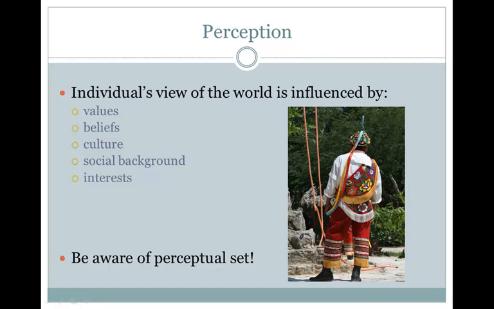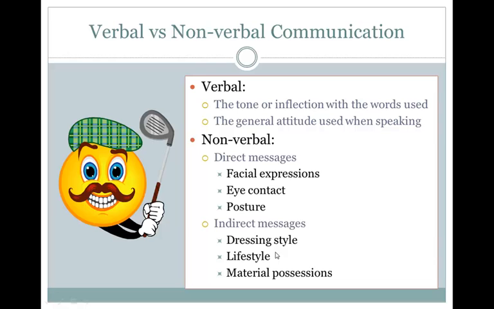But let's take a look at our perception. So we know that a perception is really our view of the world, and it's influenced by a number of factors. Some of them that are listed for sure are values, our beliefs, our culture, our social background, and for sure our interests. I'm trying to think of an example, but well, we'll just leave it at that. So know that an individual's perception does depend on their lifestyle and what they bring with them.